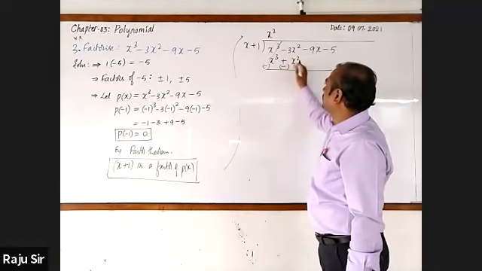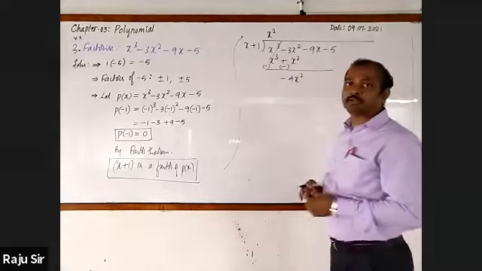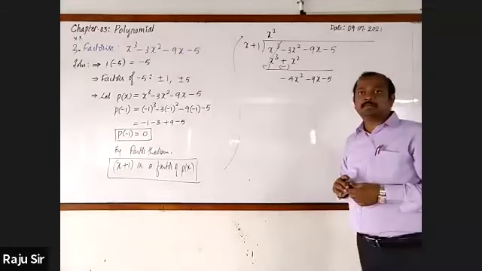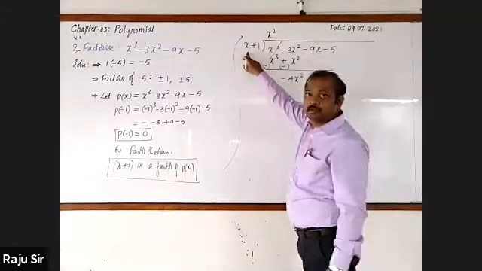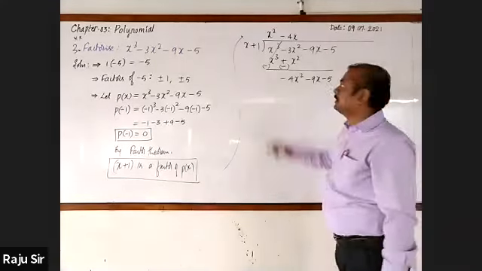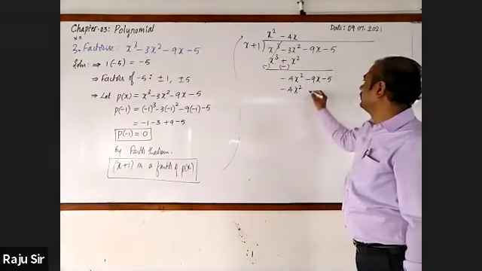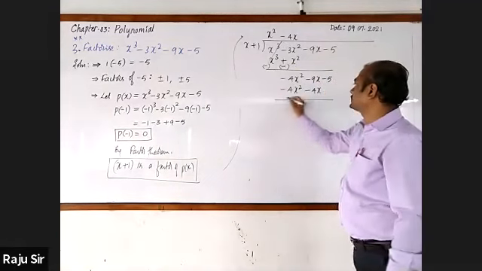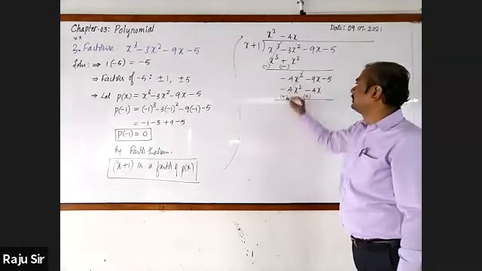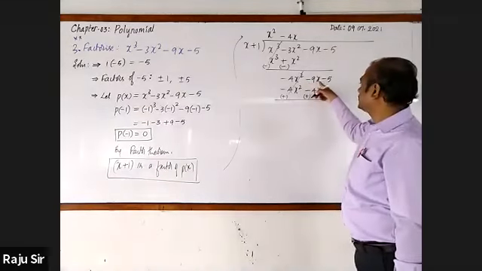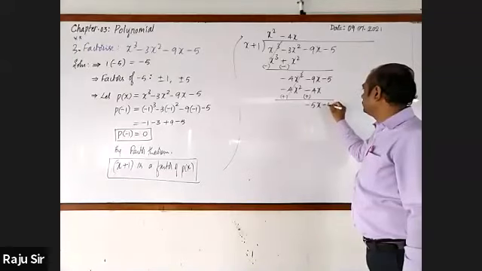Minus 3x square minus 1x square is minus 4x square. Carry down the remaining terms. They are minus 9x and minus 5. Minus 4x, multiplied: minus 4x into x is minus 4x square, minus 4x into 1 is minus 4x. Change the sign. This is plus and this is plus. First term gets cancelled. Minus 9x plus 4x is minus 5x. Carry down minus 5.